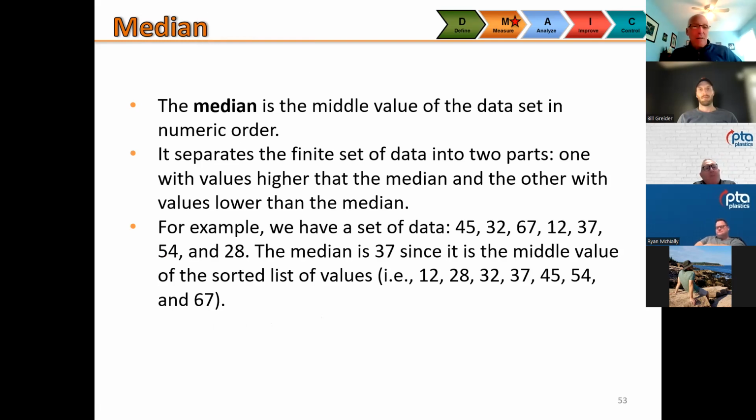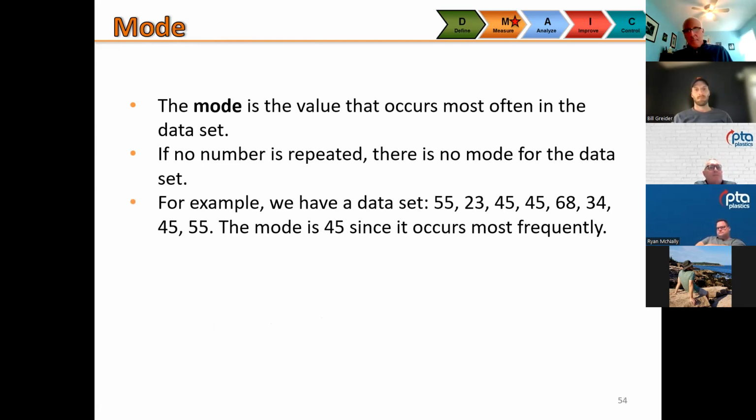The median is the middle value. This is only a small set, so it's easy to see that 37 is, but if you had 2,000 pieces, it's still only a couple clicks away to understand what the median is. And the mode is the one that happens most often. We can see easily here that 45 is.